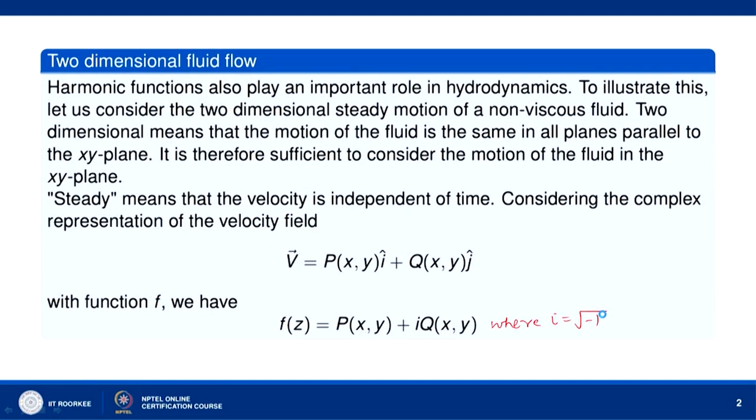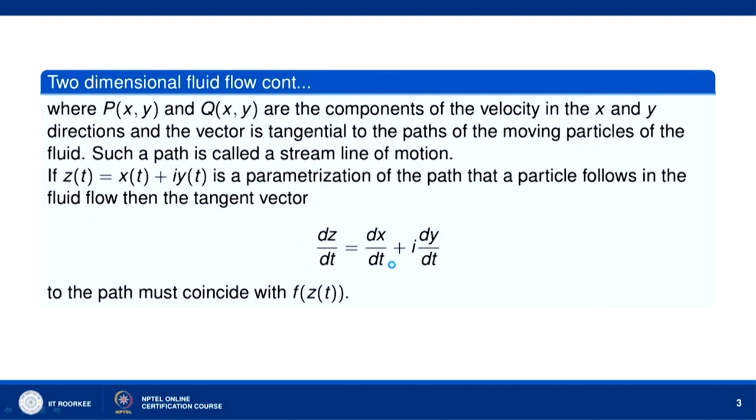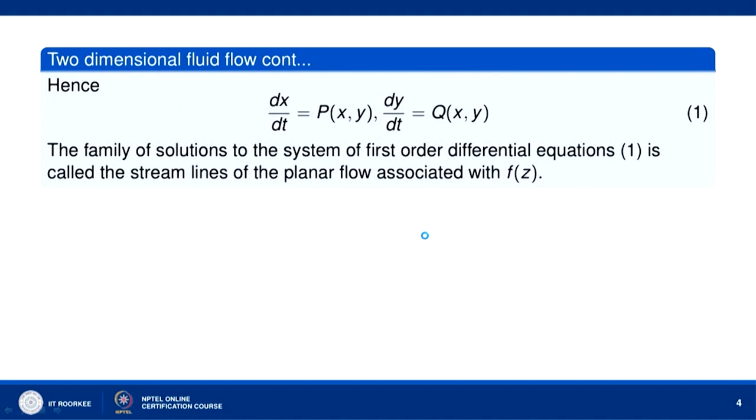You can see here p(x,y) and q(x,y) are the components of the velocity vector V in the x and y directions. So, the vector is tangential to the path of the moving particles of the fluid. Such a path is called a streamline of motion. If z(t) equal to x(t) plus i y(t) is a parameterization of the path that a particle follows in the fluid flow, then the tangent vector to this path, given by dz/dt equal to dx/dt plus i dy/dt, must coincide with f(z(t)). So, dx/dt is equal to p(x,y), and dy/dt is equal to q(x,y).